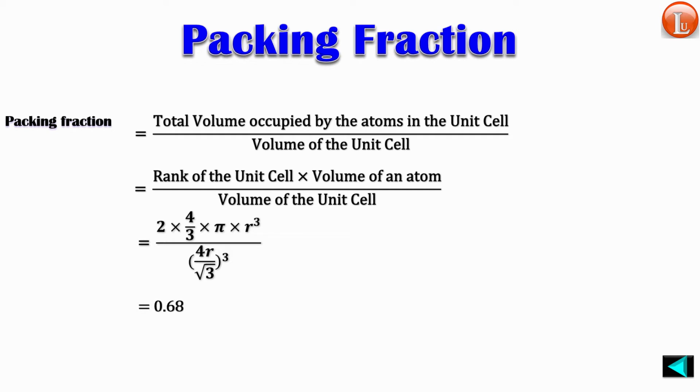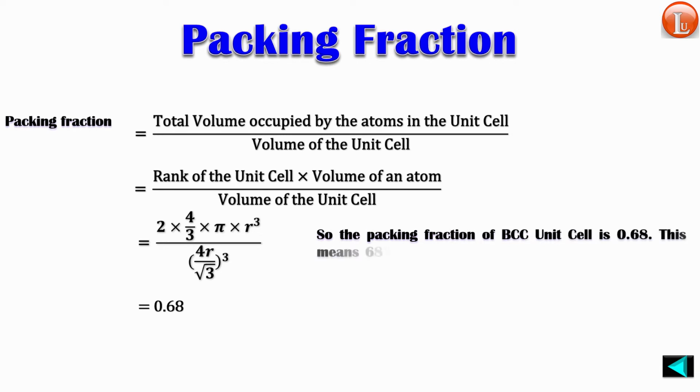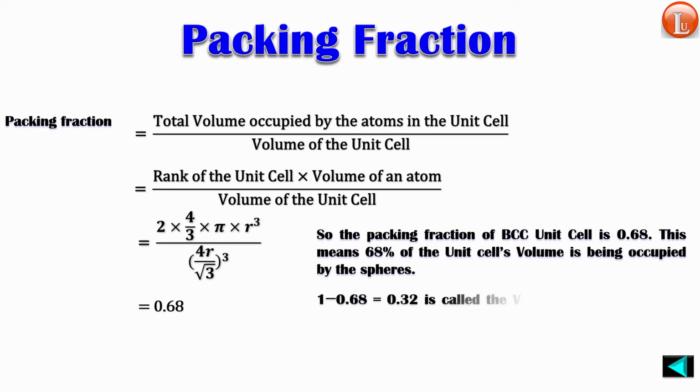And there you go. You have got 0.68. 0.68 is the packing fraction. This means that 68% of the unit cell's volume has been occupied by the spheres. So this is a more effective and better packing than a primitive cubic, which had approximately 52%. And 1 minus 0.68, that is 0.32, is the void fraction.